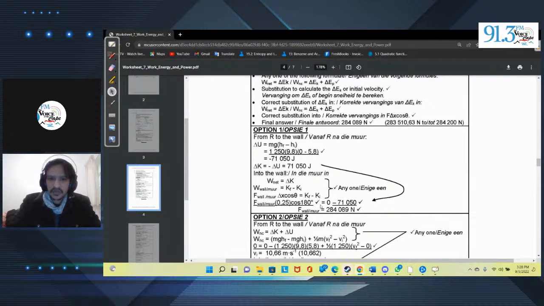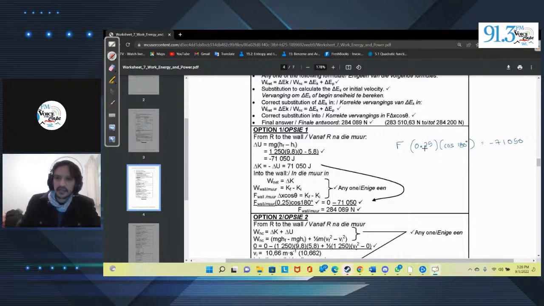Then we place it into the equation here, and we're going to get something like this. We're going to end up with 0.25 times cos 180. Sorry, this is force. Force is what we're trying to find, equal to negative 71,050. They asked for the magnitude, so we don't have to place the negative in the final answer, because we just want the magnitude, not direction. So now we go 0.25 times cos 180. Cos 180 is negative 1, so this is negative 0.25.